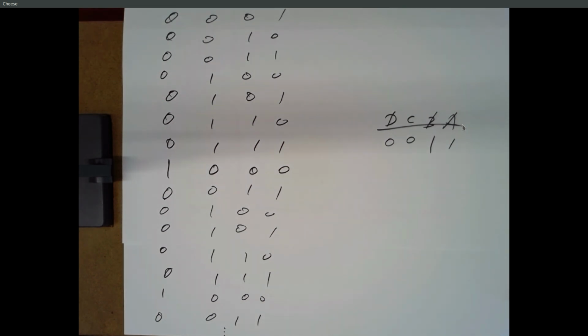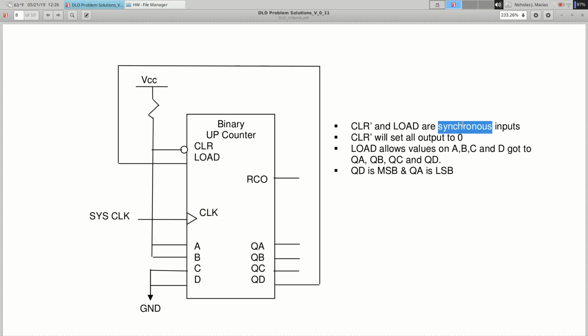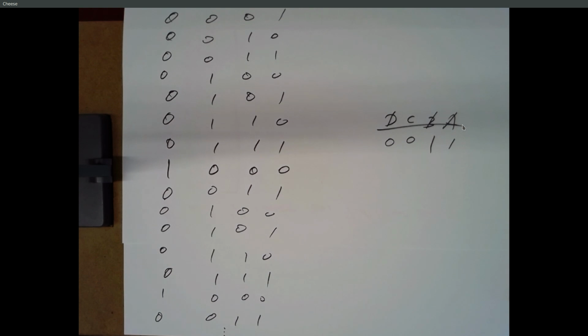Is there a reason we stopped at 1, 0, 0, 0 instead of just continuing on? Yes, because when we got to 1, 0, 0, 0, that 1 on QD is also going back into the load input. Right? And the load input, if it's 1, says on the next clock tick, load in A, B, C, D. And so that's why we went back to 0, 0, 1, 1.